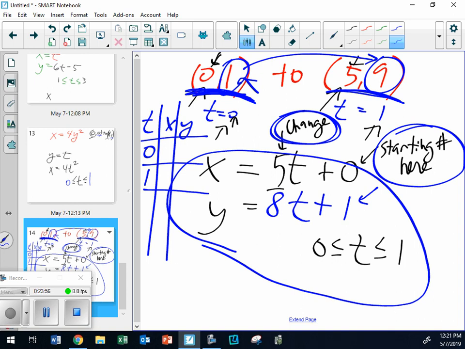And when I put in a 0 into this equation, I get 0 and 1. That's what I was supposed to get. And now I'm going to put in a 1 in my equations, and I get 5 and a 9. Sweet. That's what I wanted. I know I did it right. Okay. You now know everything. Congratulations.